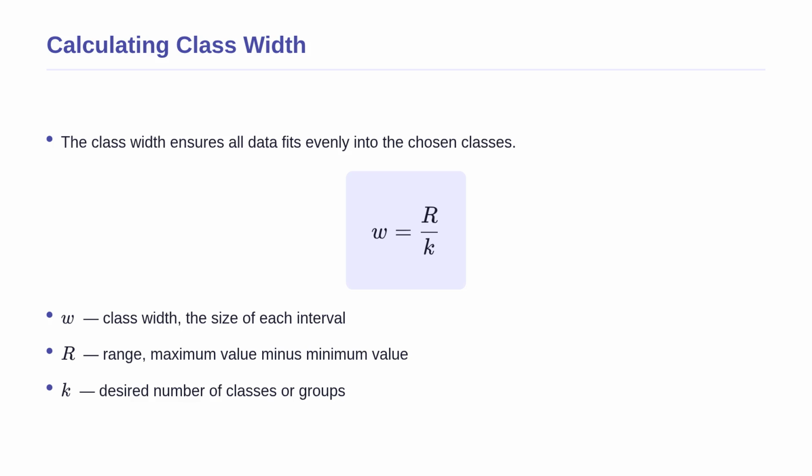This step-by-step procedure leads us to a crucial mathematical formula for determining the class width. Conceptually, if you have a certain spread of data and you want to divide it into equal slices, you divide the total spread by the number of slices. In this formula, W represents the class width, which is the size or thickness of each interval in our table. R stands for the range of the entire data set, calculated as the maximum value minus the minimum value. Finally, K represents the desired number of classes or groups we want to create. If the range increases while the number of classes stays the same, the width of each class must also increase to stretch across the wider data spread.